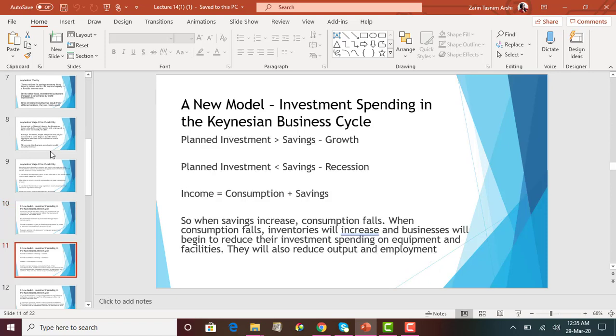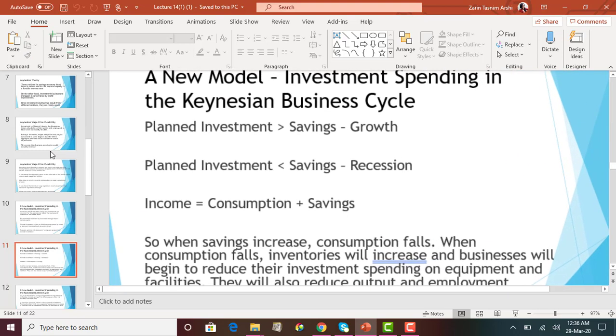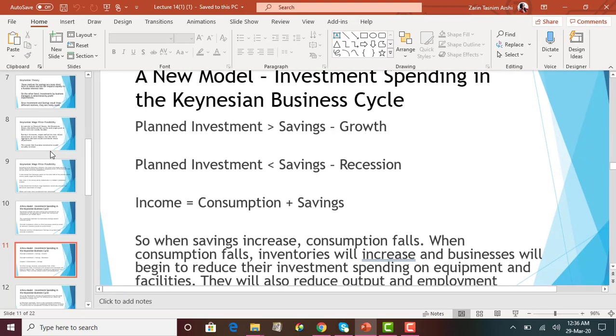Now, if we go a little bit deeper, if the planned investment in the economy is greater than savings, then we are going to have economic growth. If planned investment is less than savings, then we are going to have recession. Okay, so this is important. Again, as shown in the slide, if planned investment is greater than savings, we will achieve economic growth.